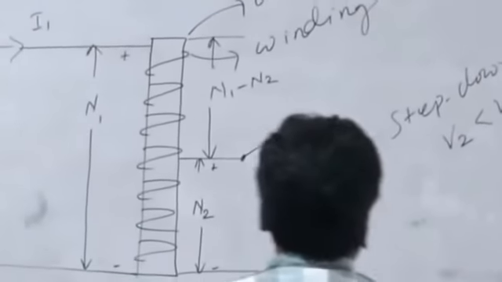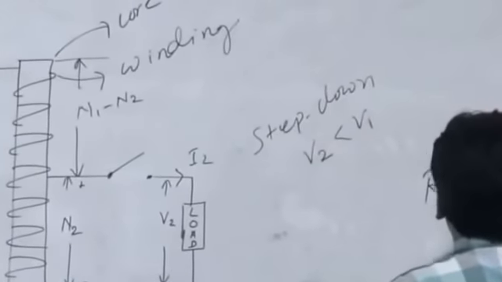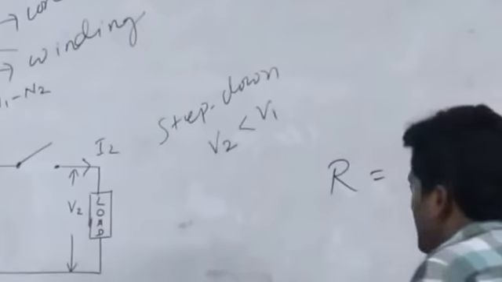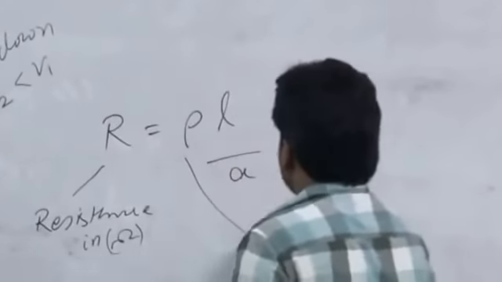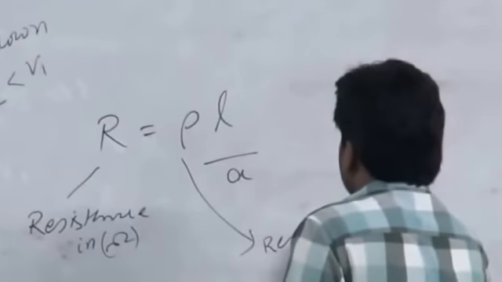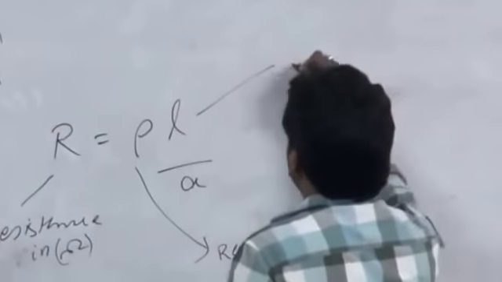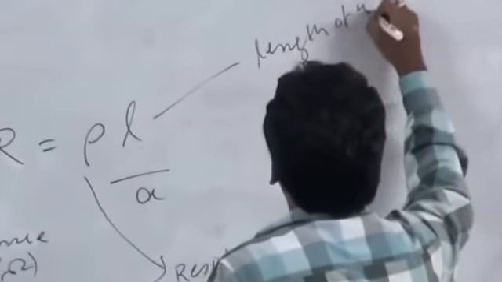Now before that, as all of you know, R equals rho L by A. Yes or no? This concept has to be studied first. R equals rho L by A. So what do you mean by R equals rho L by A? R stands for resistance in ohm, rho stands for resistivity, L stands for length of wire and A stands for cross sectional area of wire.